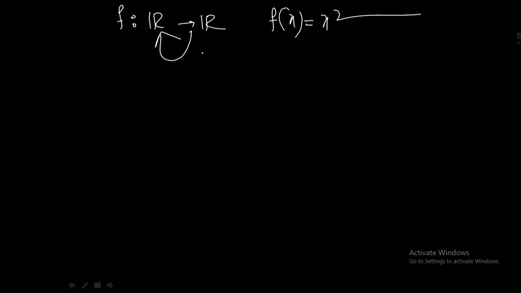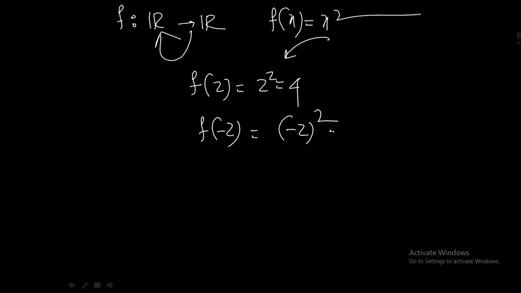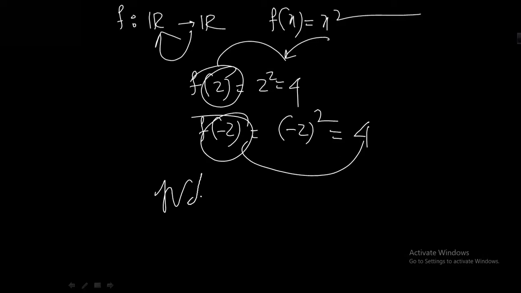Why? Because if we see any two different elements are having same image, then the function is not 1-1. Can you find two different elements of R having the same image under this function? Tell me. Minus 2 or 2? Perfect. f of 2 is equal to 2 square, that is 4. And f of minus 2, that will be associated to its square, which is 4 as well. 2 and minus 2, these two are distinct elements with same image, hence not 1-1.